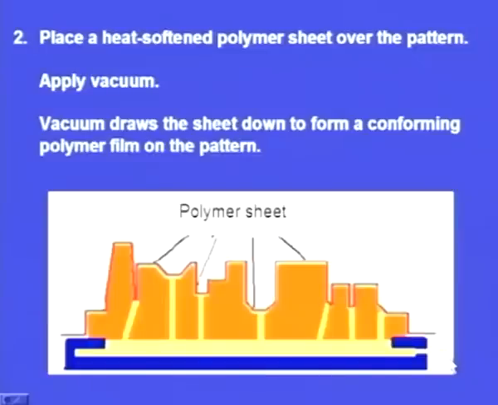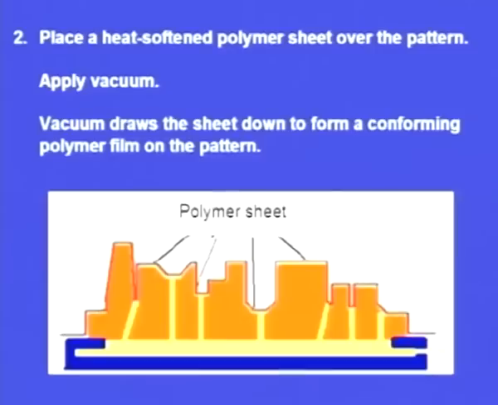Then what happens? Vacuum sucks the polymer sheet, and the polymer sheet will be occupying each and every detail which is there over the pattern. It will be exactly occupying all the details. That way the vacuum will help us.